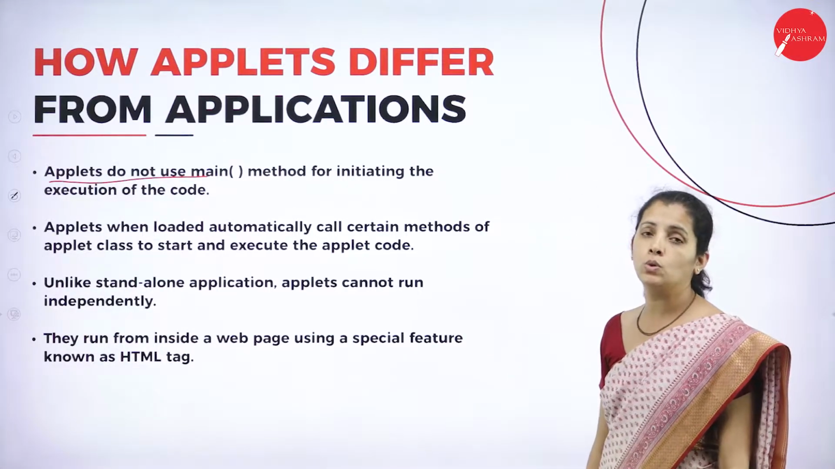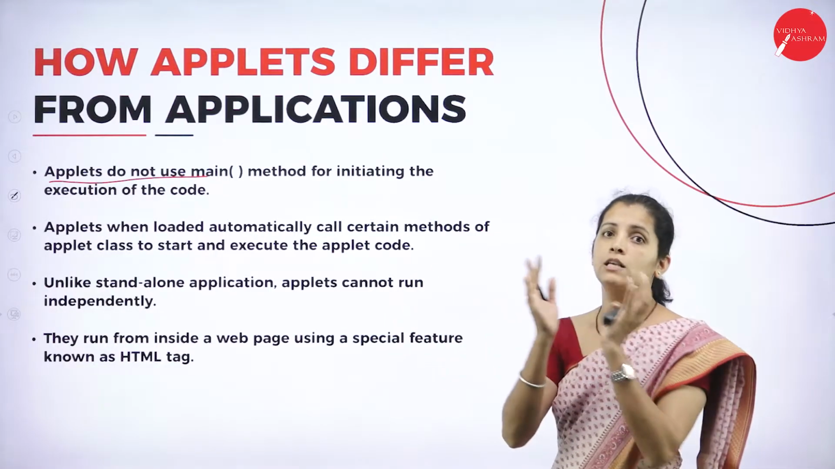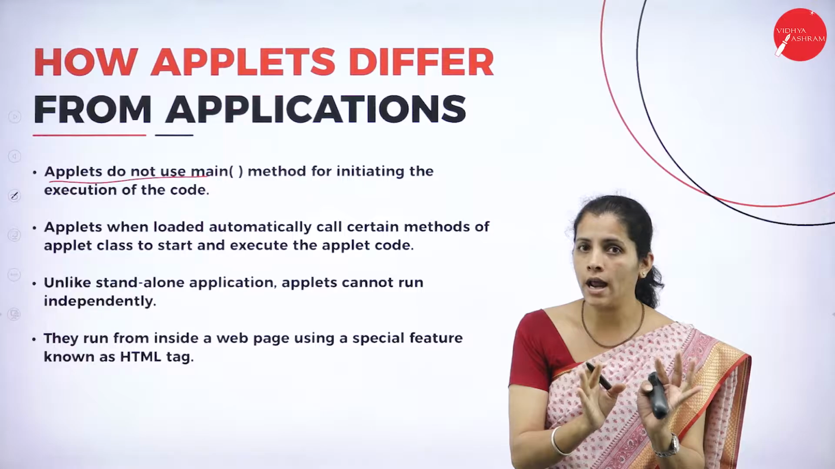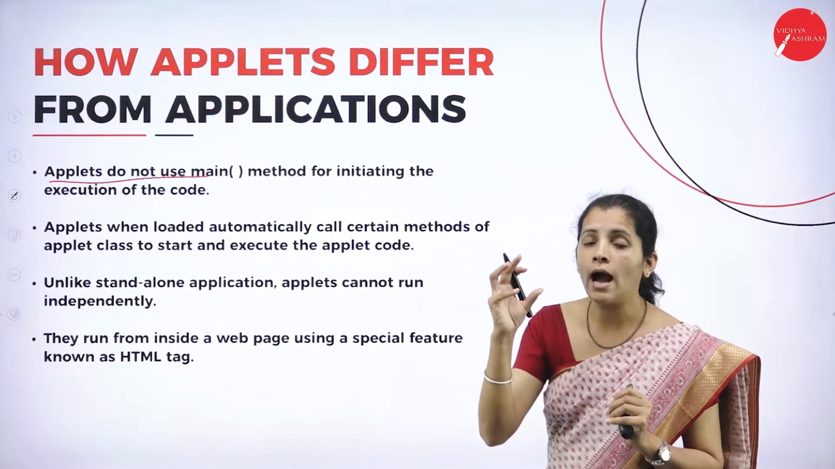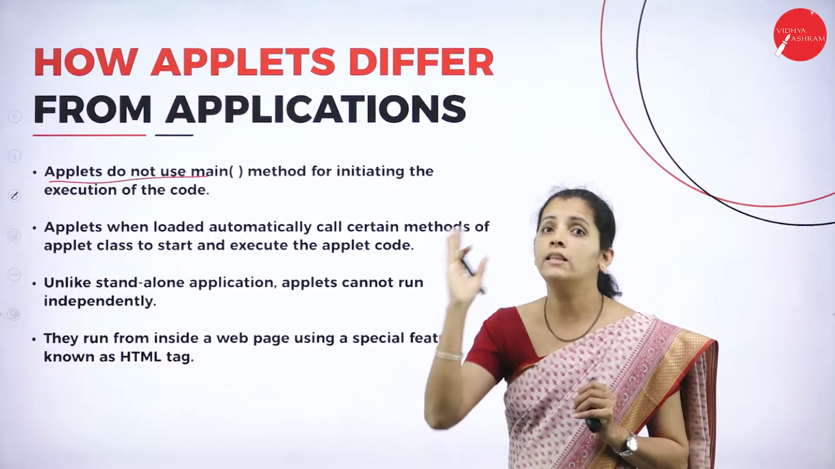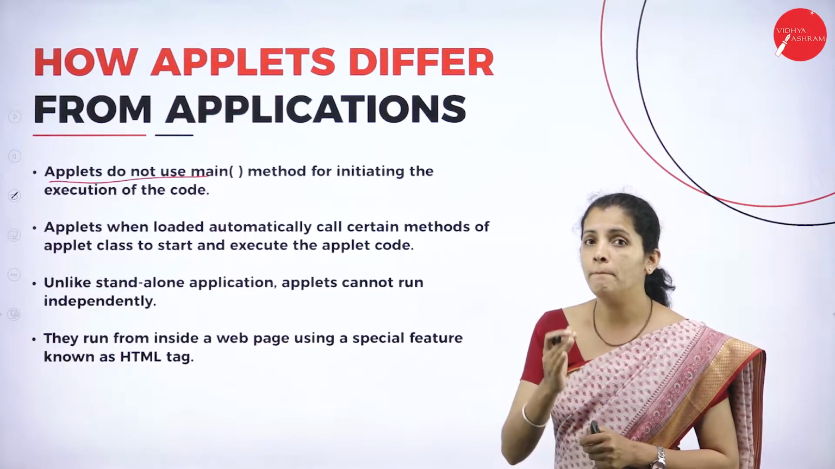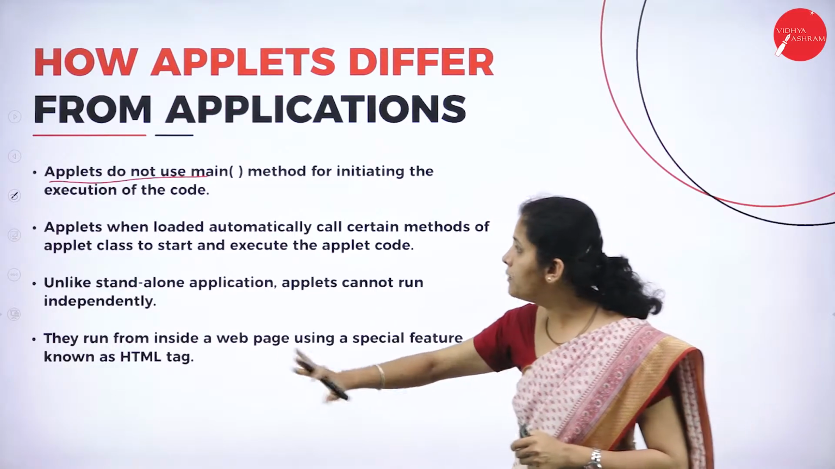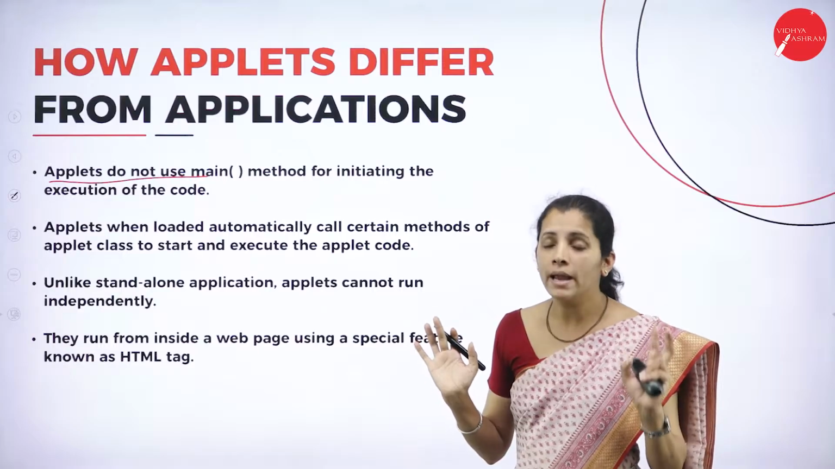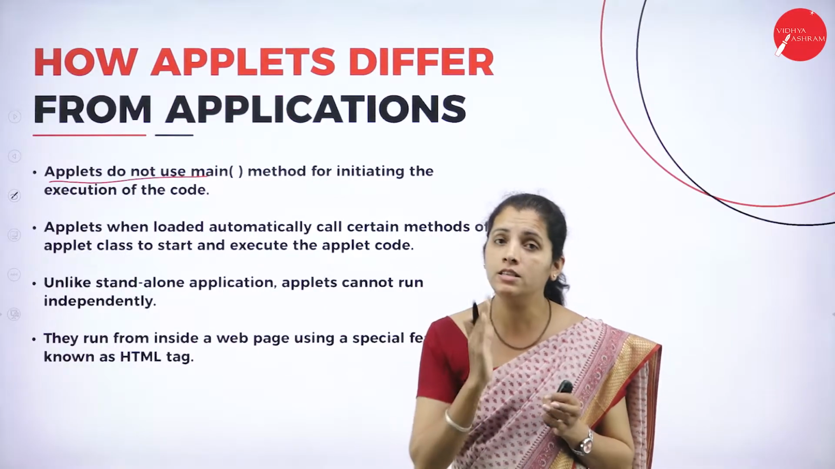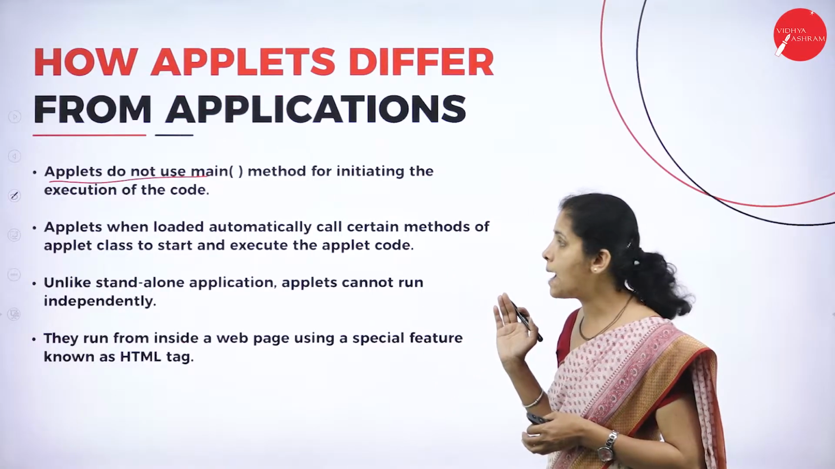Now I want to write the difference between a Java actual program as well as an applet program. If I consider a Java program, I'm going to have the main function and the execution of the program is going to start from the main function. But if I consider applet, I don't have any main function. This is the first difference between application program as well as applet.